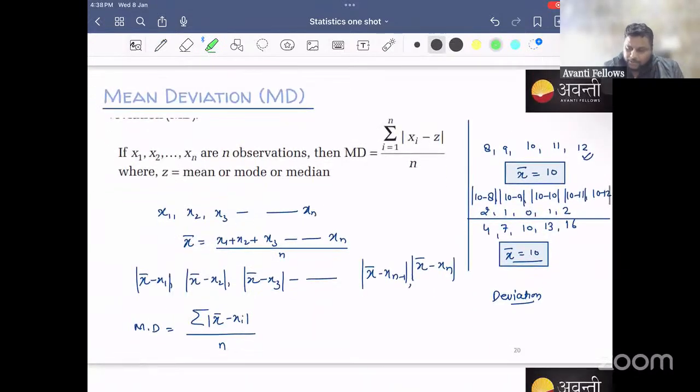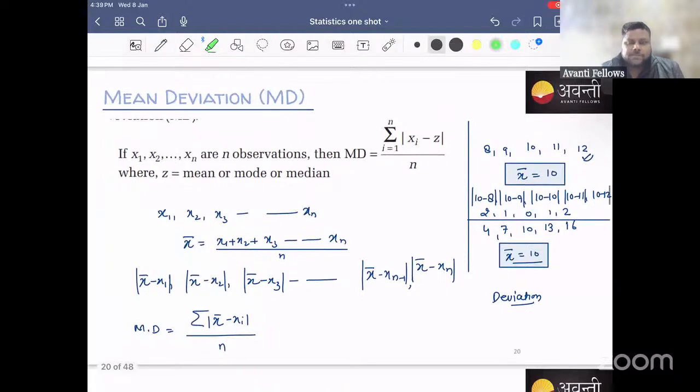Understood? Now, mean deviation, I have already explained earlier. So, mean deviation is simply what? Subtract all the values from their mean, then take their modulus value and then take their average value.